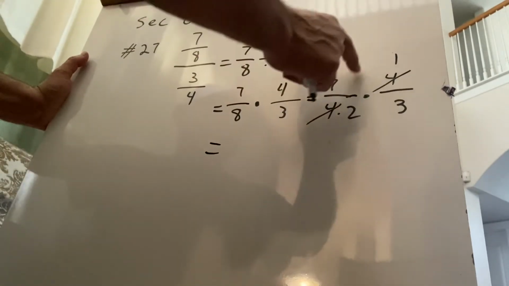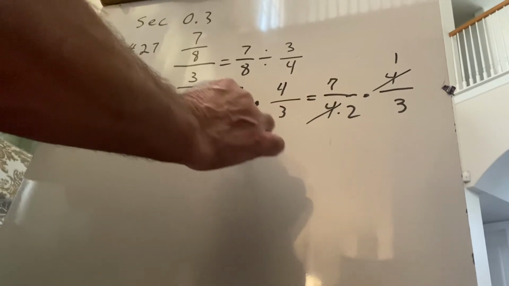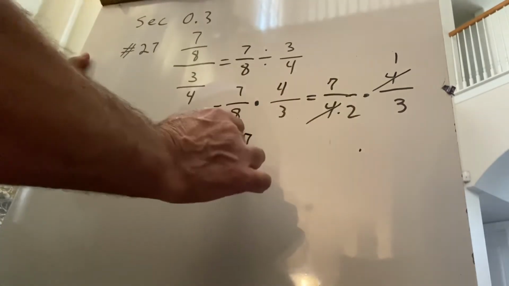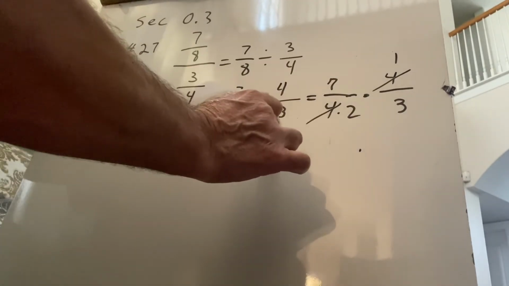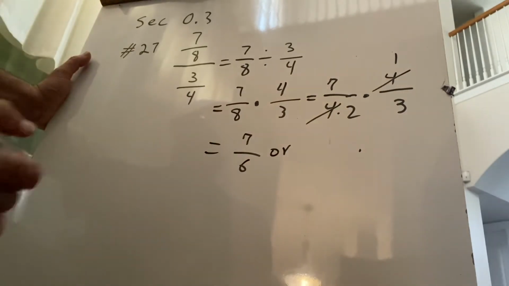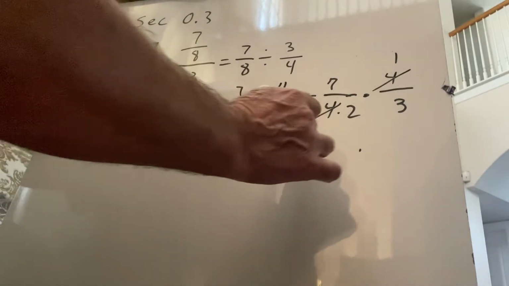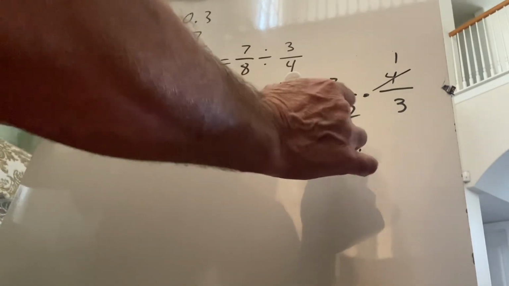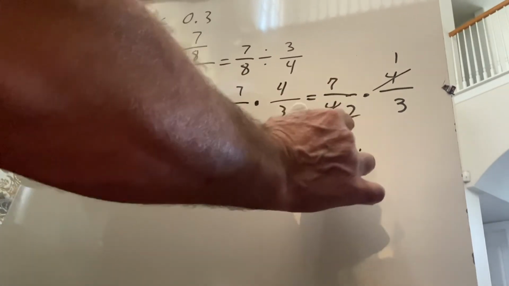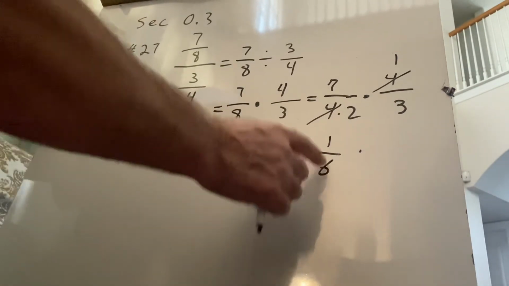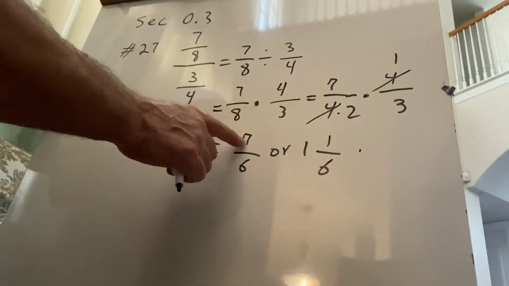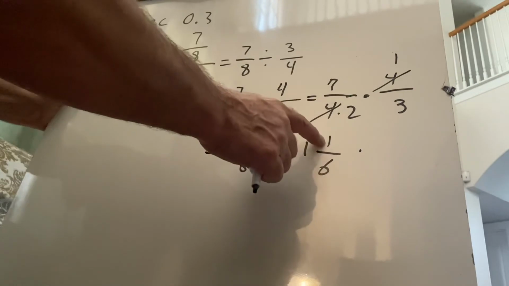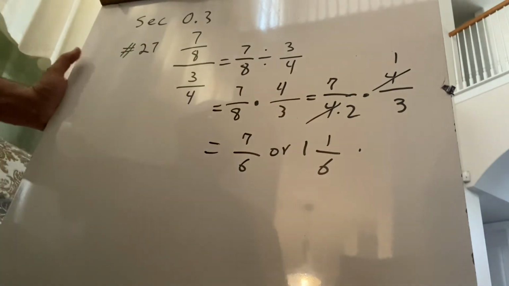Top times top, 7 times 1, becomes 7. And 2 times 3 becomes 6. By the way, if the answer is wanted in mixed number form, this is an improper fraction, and I'm sure by now you know how to go from an improper fraction to a mixed number, which would be 1 and 1/6. The way you check that: this times that plus that must be the numerator. 1 times 6 is 6, 6 plus 1 is 7, over the same denominator, okay?